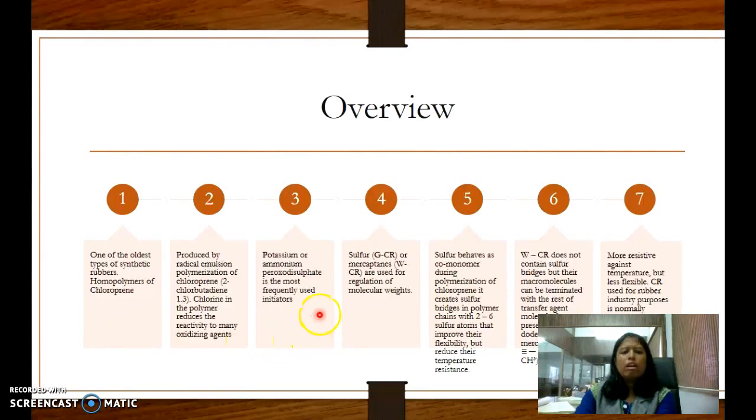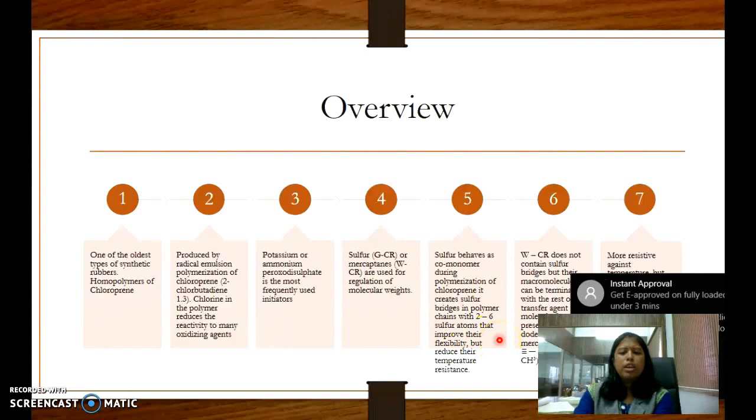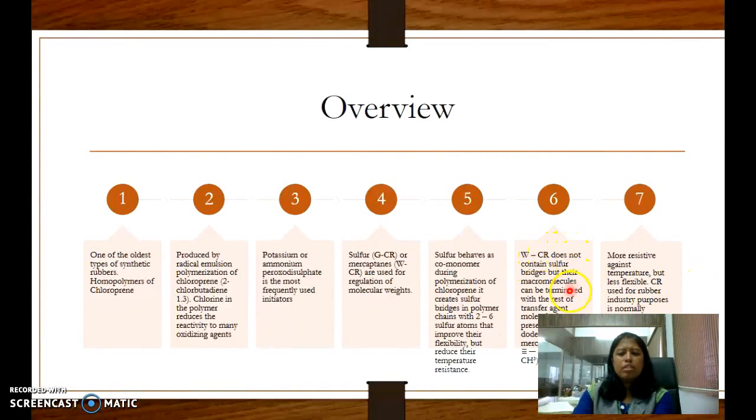Now, in the case of polymerization, potassium or ammonium peroxydisulfate is the most frequently used initiator. Sulfur or mercaptan are used for regulating the molecular weights. Sulfur behaves as a monomer, and it creates sulfur bridges in the polymer chains with 2 to 6 sulfur atoms, which improve their flexibility but reduce their temperature resistance. WCr doesn't contain sulfur bridges, but their macromolecules can be terminated with the rest of the transfer agent molecule.